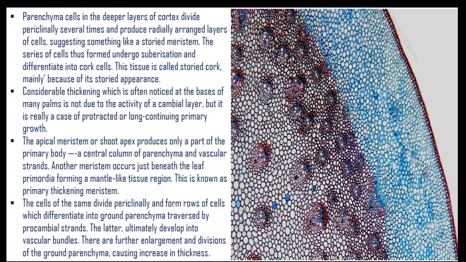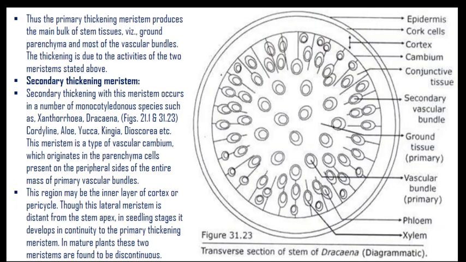So in this way there is a development of vascular bundles, and thus the primary thickening meristem produces the main bulk of stem tissues, that is ground parenchyma and most of the vascular bundles. The thickening is due to the activity of the two meristems stated above.